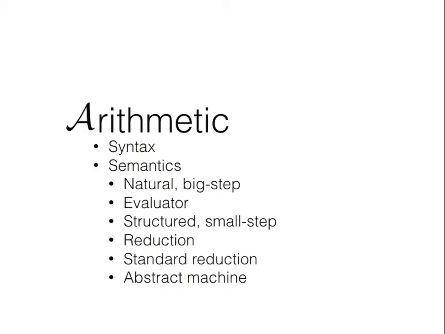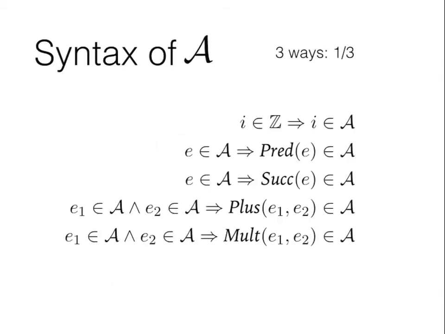We're going to see the syntax and how we define the syntax of the language, and then we're going to see the semantics in a bunch of different forms. When you define the syntax of a programming language, our programming language here is called A, you're defining a set of expressions that are in the language. I'm going to show you three ways to do it.